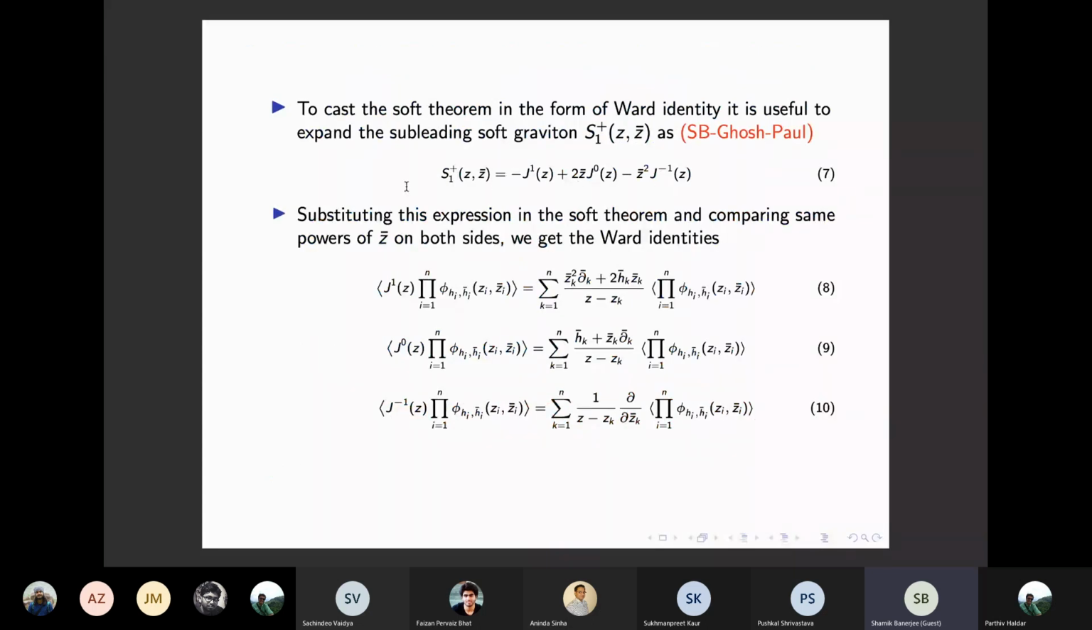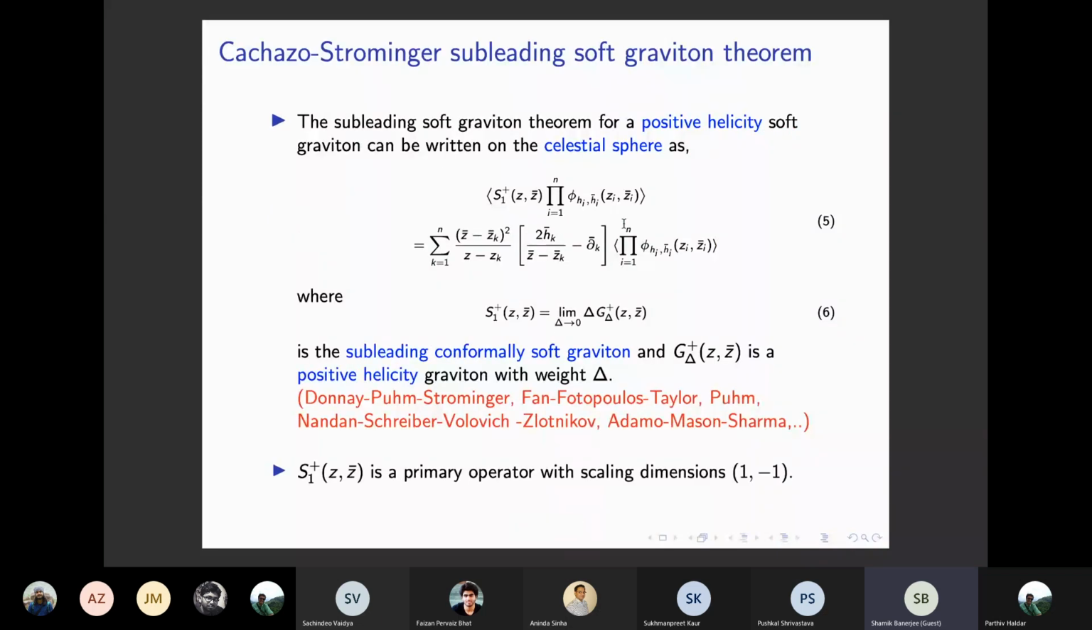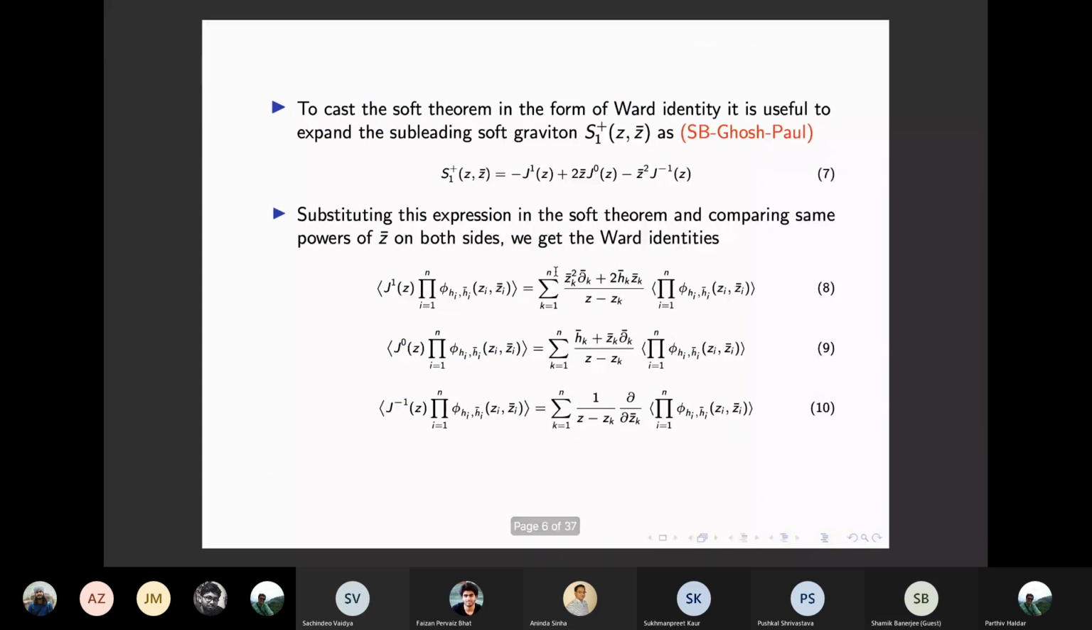And then what we can do is that we can substitute this expansion here, and then we can compare the powers of Z bar to get these Ward identities for J0 and J plus minus 1. So now this is a more standard form of the Ward identity in a two-dimensional field theory.